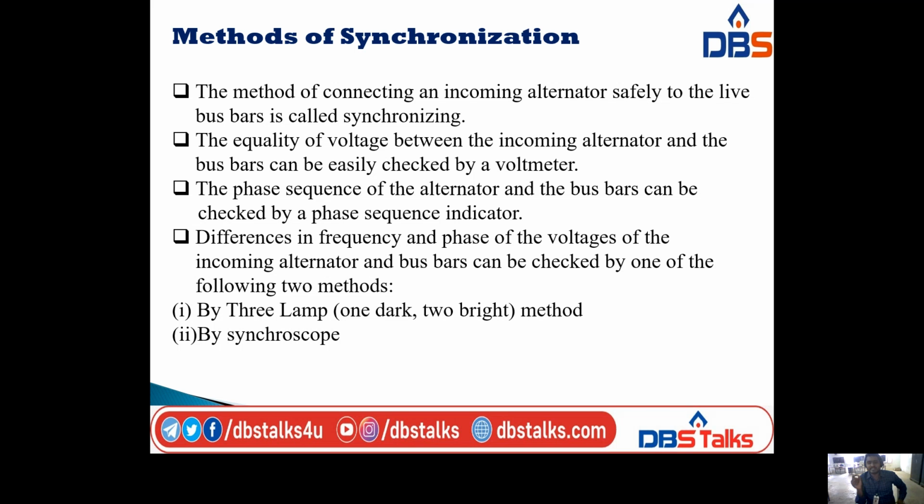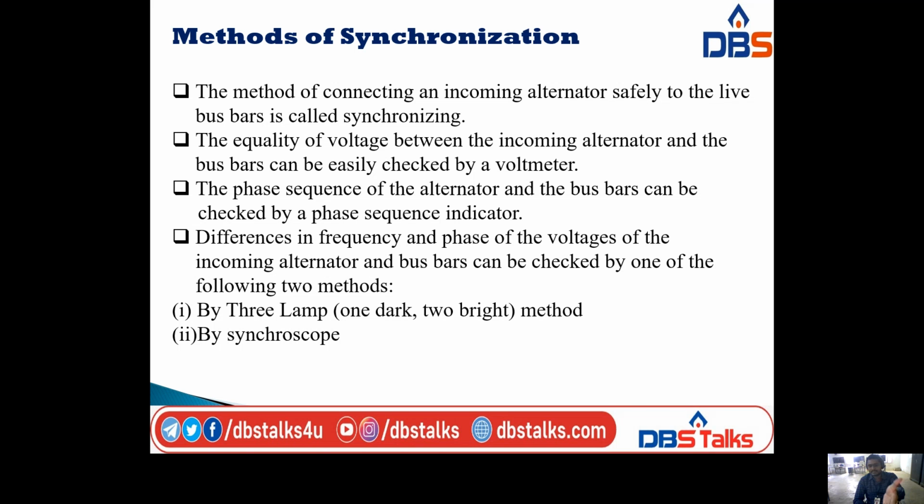Next, the phase sequence of the alternator and the bus bars can be checked by a phase sequence indicator. Here we are using one phase sequence indicator, which will indicate whether the phase sequence of the alternator and bus bars is equal. The difference in frequency and phase of the voltages of the incoming alternator and bus bars can be checked by one of the following two methods: the 3-lamp method, also called the one dark two bright method, and the synchroscope method. These are the two methods used to help the synchronization of an alternator.